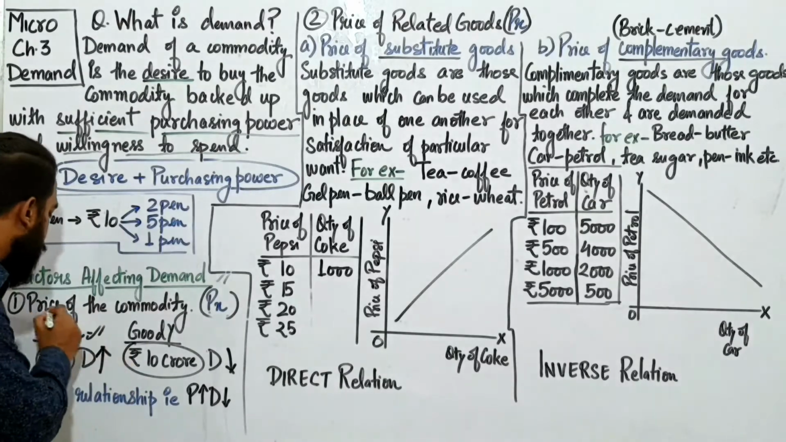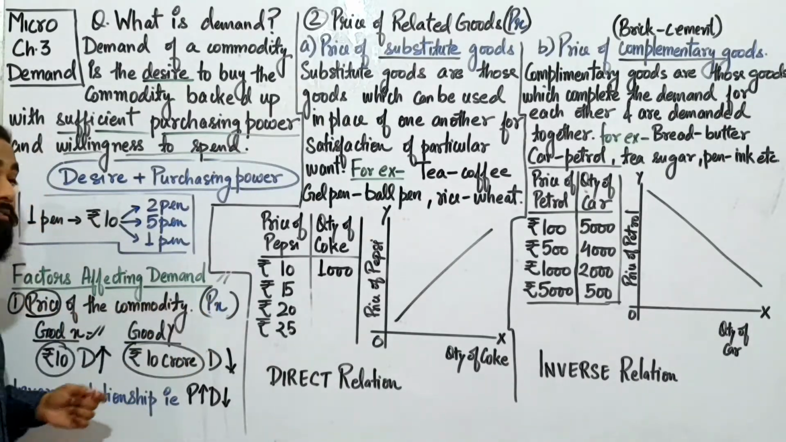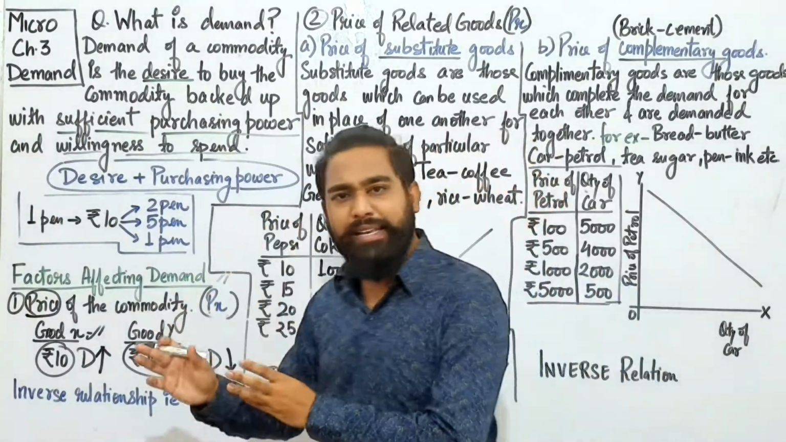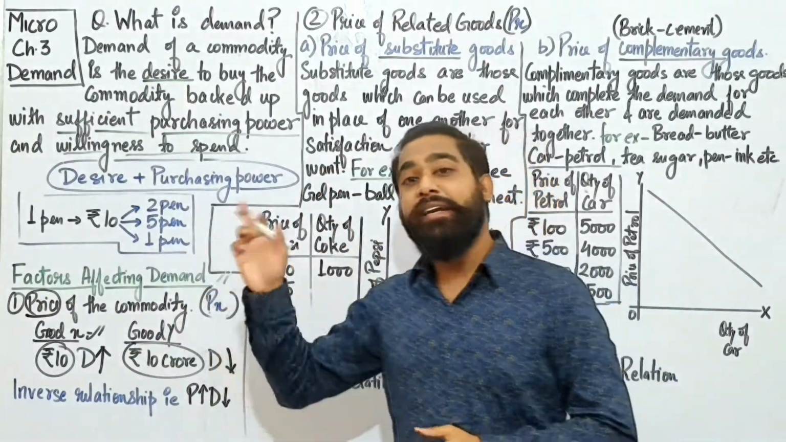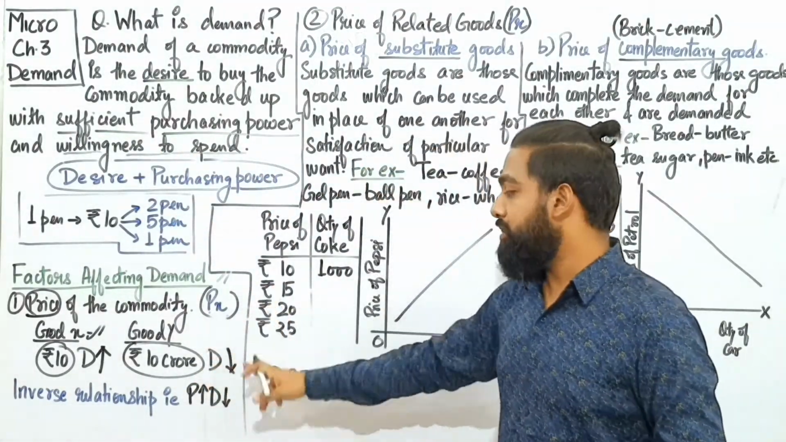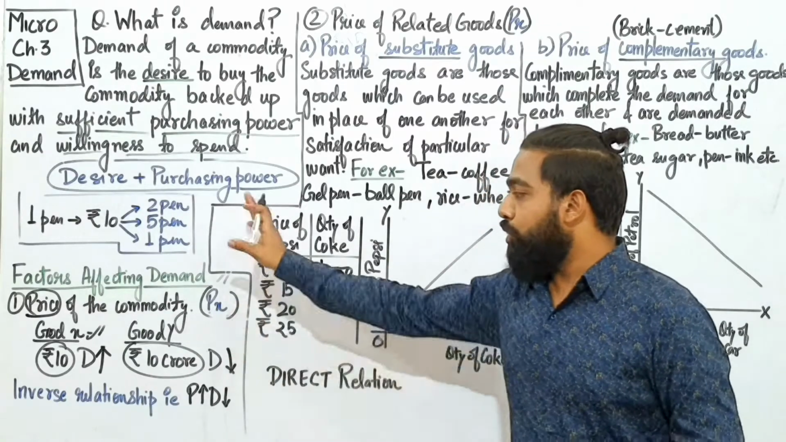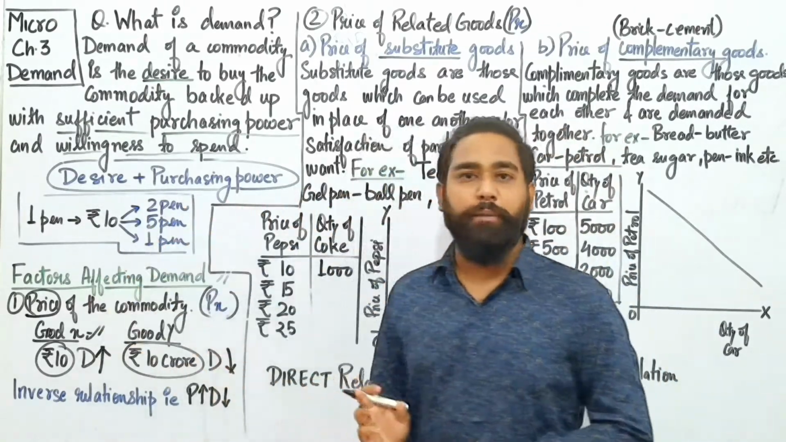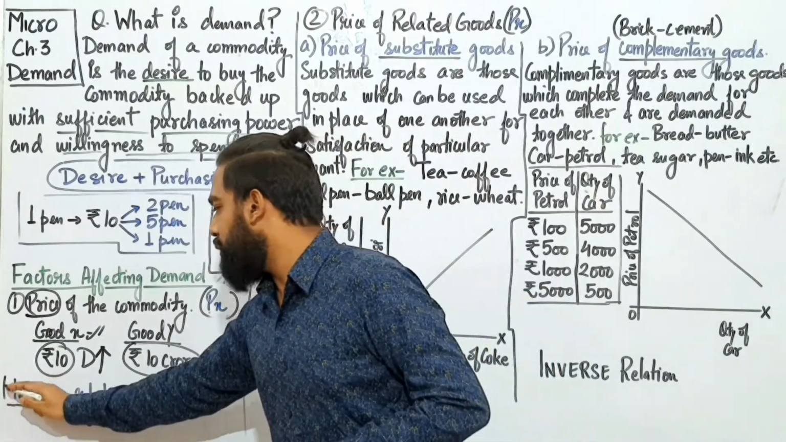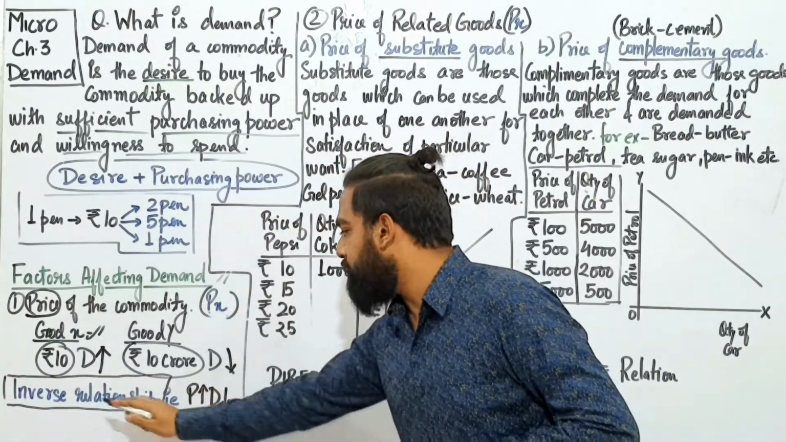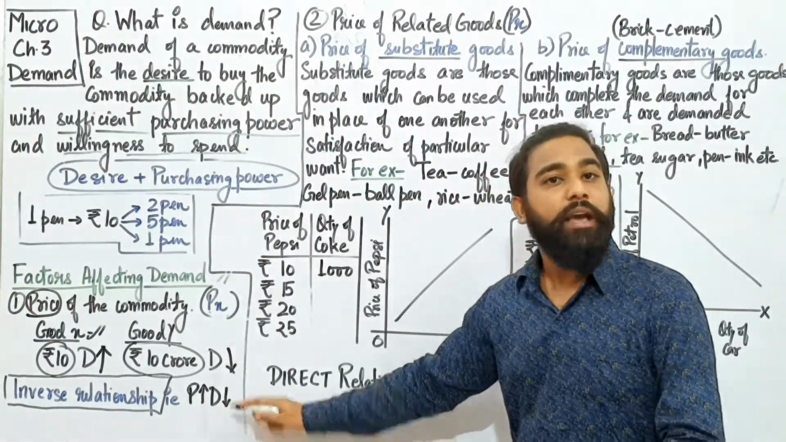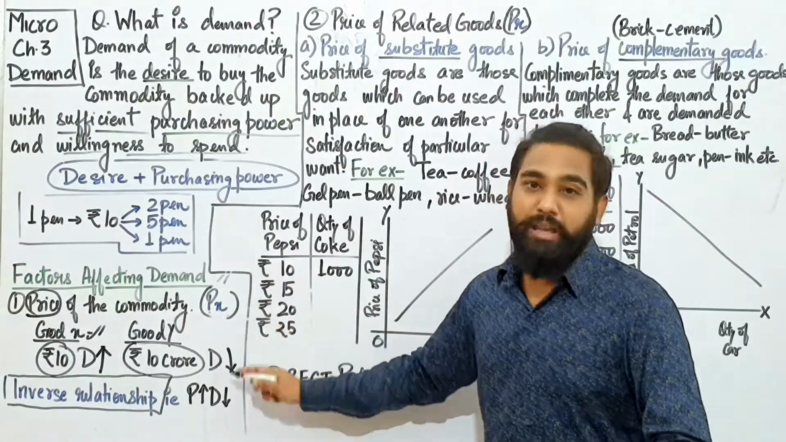So we can say that the price of a commodity determines the demand. If the price of a good is less, then its demand will be more. If the price of a commodity is more, then its demand will be less. So this type of relationship is termed as inverse relationship. Understood? If price increases, demand decreases, and if price decreases, demand increases.